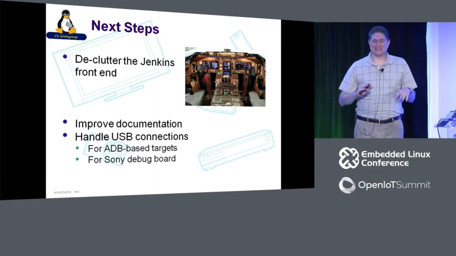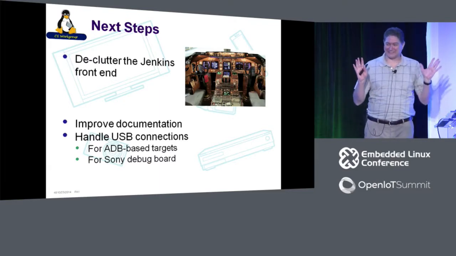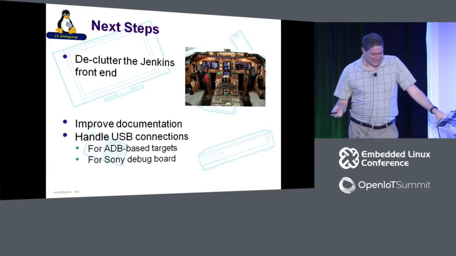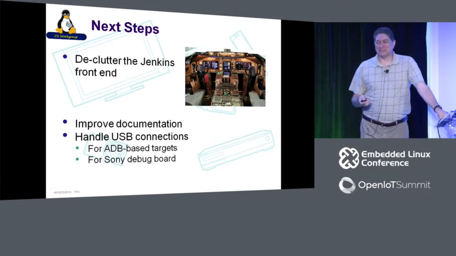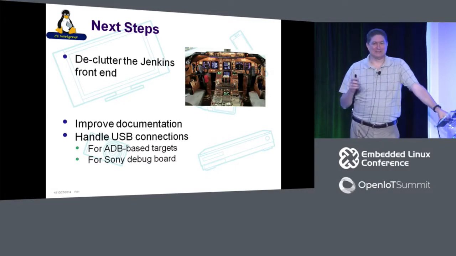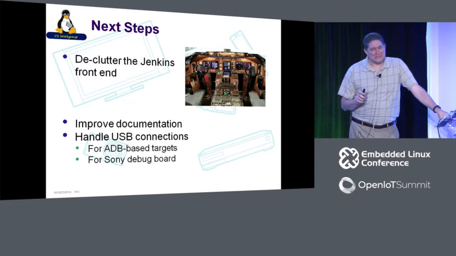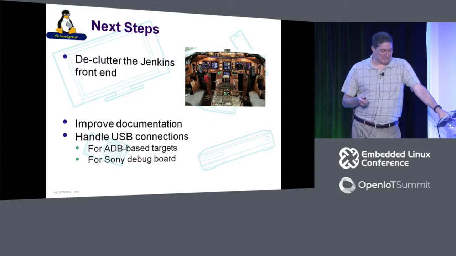Jenkins is a Java-based system. It's got all this Java junk in it. I don't want to see that. So we need to improve the documentation. What we've got there works, but you've got to pay attention. It's pretty sparse. It can be improved.